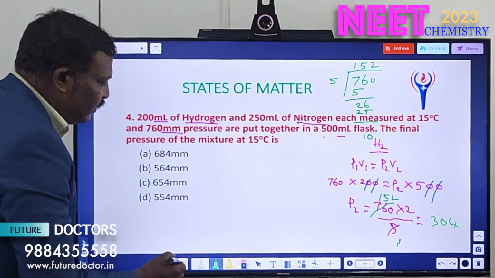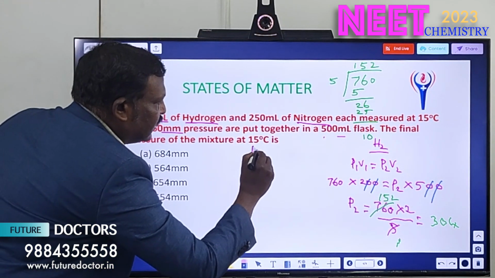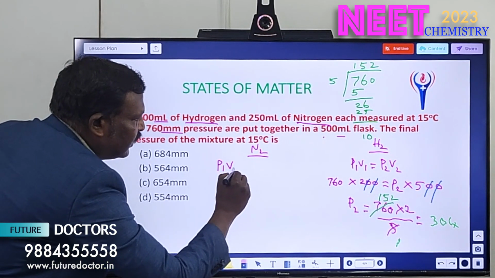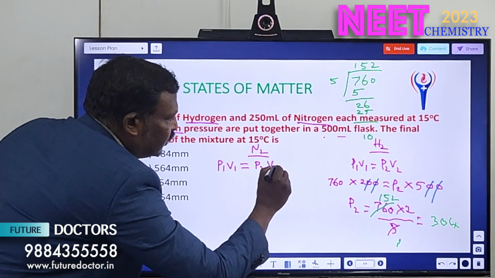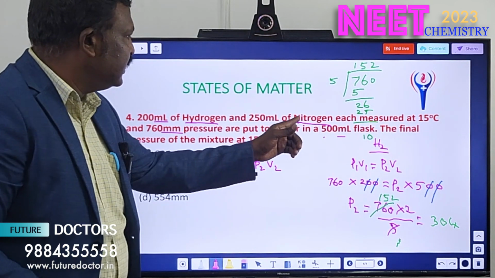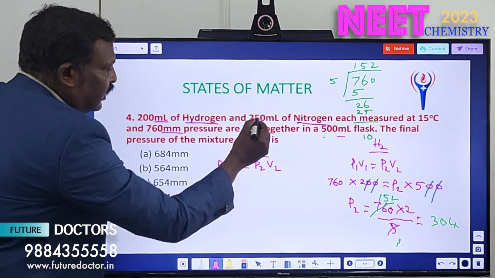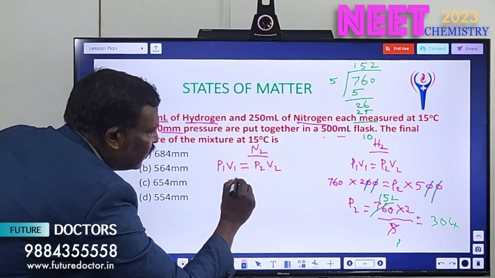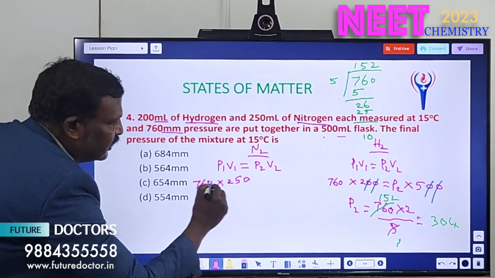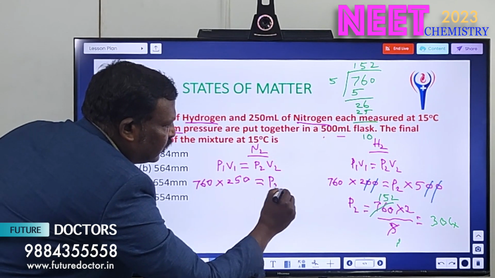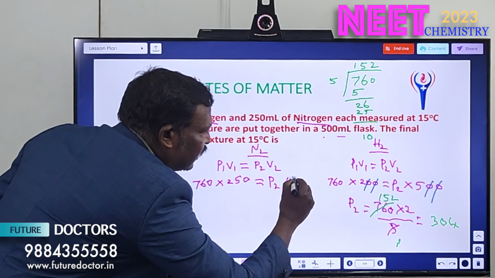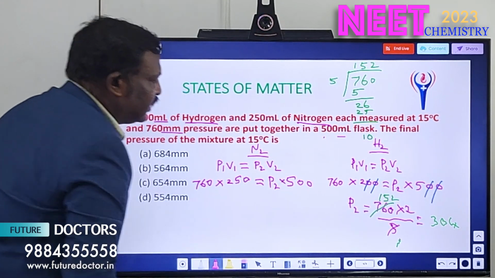Likewise, we have to find out the next one, nitrogen. This is the same formula, P1 V1 equal to P2 V2. Understood? Then, as usual, only the ml is different. For nitrogen, volume is 250 into pressure, as usual the same pressure, 760. P2 is the unknown quantity. We put it in the new flask, no? That flask volume is 500. Understood? That's all.